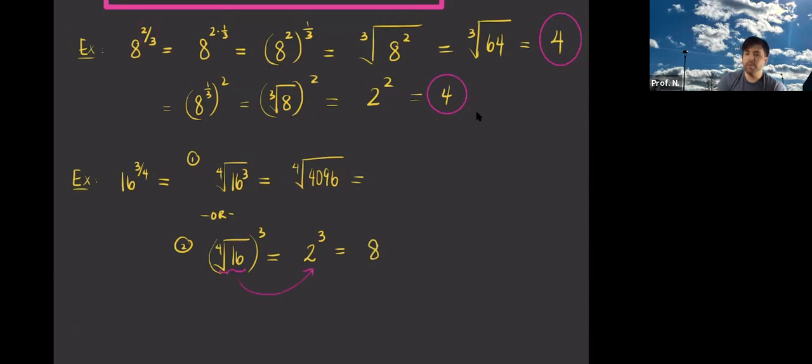And if you put the fourth root of 4,096 in your calculator, you would get 8. But do you see how this one here is hard to do without a calculator? And this is easy without a calculator. So you don't need a calculator if you know the easy part, if you know the easy way. Okay?